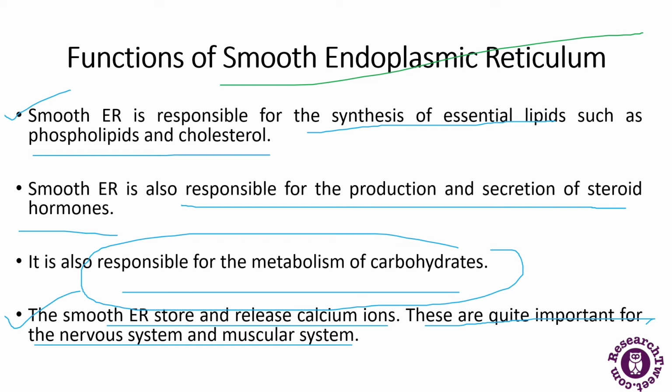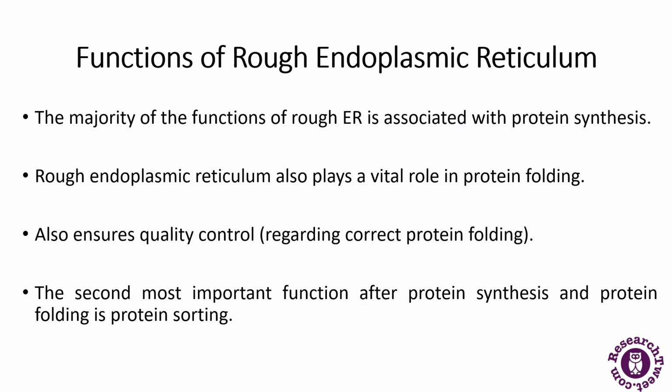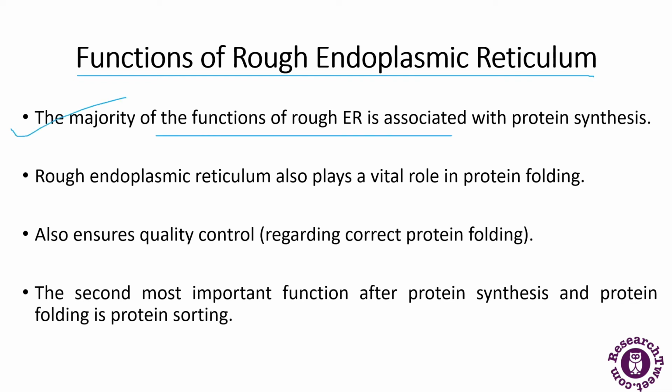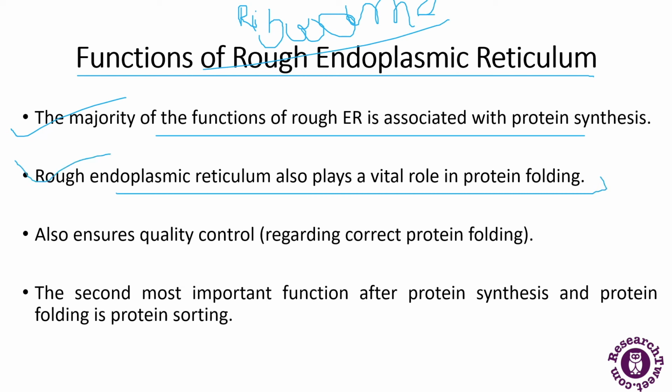Next we will talk about the functions of the rough endoplasmic reticulum. So what are the functions of the rough endoplasmic reticulum? The majority of its functions are associated with protein synthesis. Why? Because they have ribosomes present on it, and ribosomes are responsible for protein synthesis. Now they also play a vital role in protein folding, and it ensures quality control regarding correct protein folding.